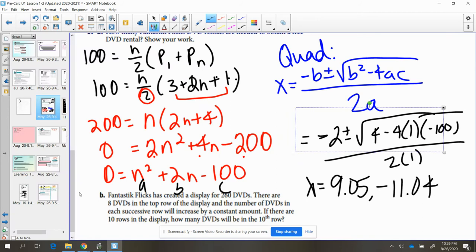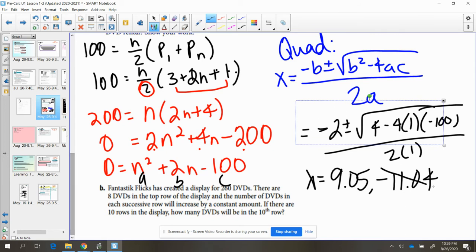Now, in the context of this problem, going back to what we talked about yesterday, there's no such thing as a negative amount of rentals. Okay, only positive numbers work. And in fact, for the context of this problem, we have to round up to 10 total rentals, since we can't do 9.05 rentals. Okay, so our total here is it's going to take 10 rentals.